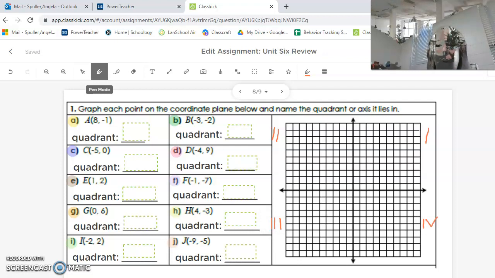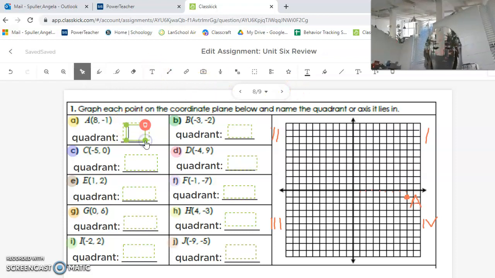A says to go over 8. 1, 2, 3, 4, 5, 6, 7, 8. We went over to the right because it's positive. We're going to go down 1 because it's negative, and we're going to say A there, and it's in quadrant 4.